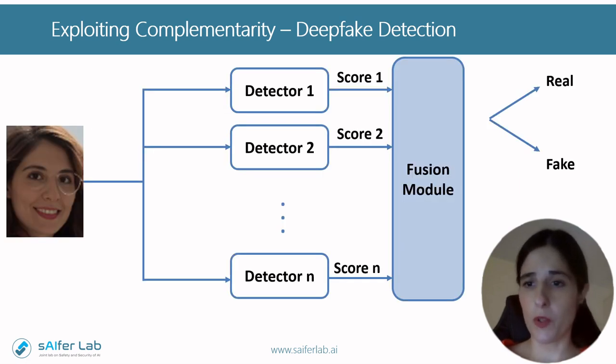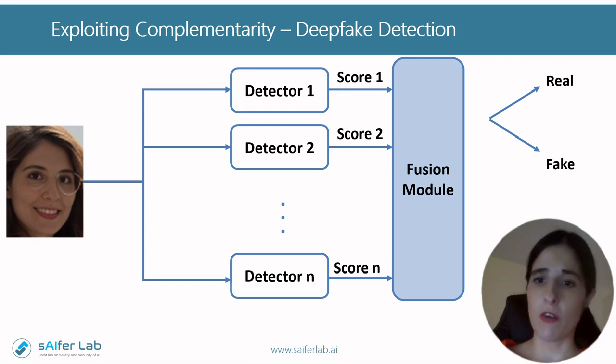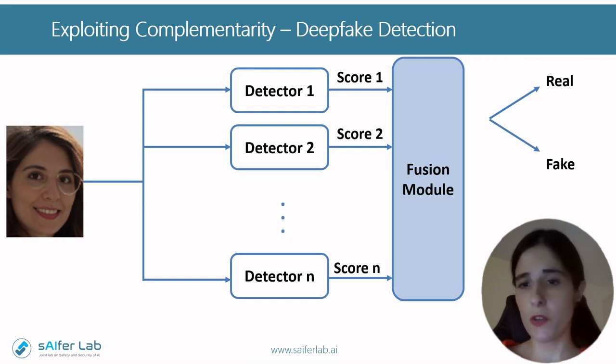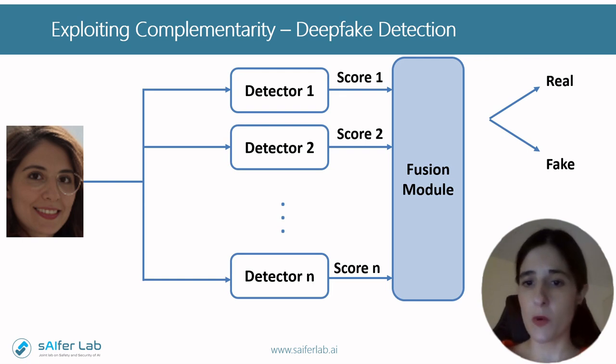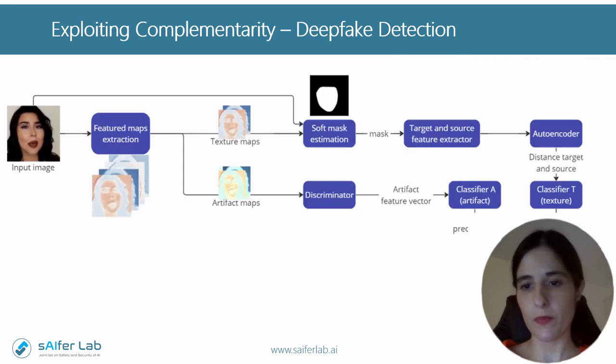Complementarity was also exploited in this other project, where various well-known state-of-the-art algorithms were used to calculate the probability of a given sample being fake. These probabilities were then combined in different ways to achieve the final result. Thanks to this method, it is possible to leverage the capabilities of the different detectors for greater robustness.